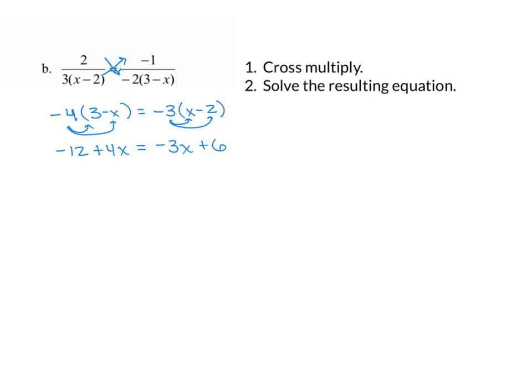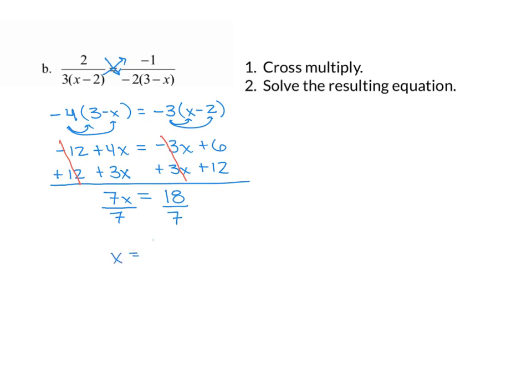This is a linear equation, so we want to move all variables to one side and all constants to the other. I'm going to add 3x to both sides, moving my variables to the left. That means I want to move my constants to the right, so I'm going to add 12 to both sides. Our 12s cancel on the left. 4x plus 3x is 7x equals, my 3x's cancel on the right, and we get 12 plus 6 is 18. Finally, we want to divide by 7. This does not simplify, so we get x is equal to 18 over 7.